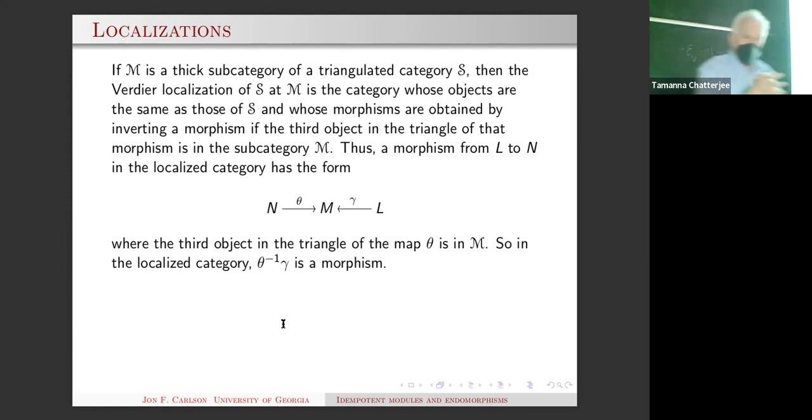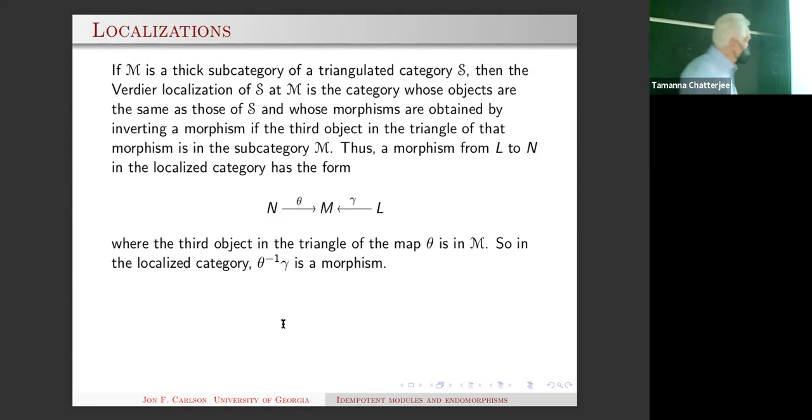Okay, so if you've got a thick tensor ideal, a thick subcategory closed under taking direct summands, the Verdier localization is a category whose objects are the same, but whose morphisms are obtained by inverting any morphism if the third object of the triangle is in the subcategory.